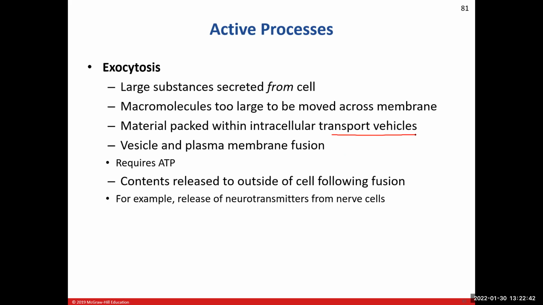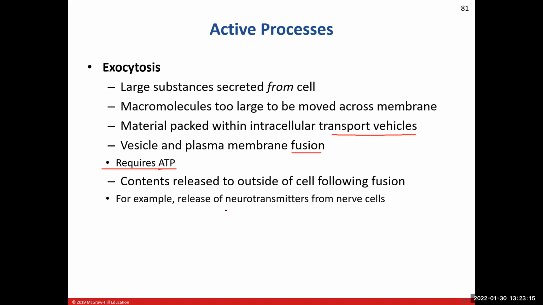And what will happen is those vesicles will make their way to the plasma membrane and eventually fuse with the plasma membrane. In doing so, that is the energy required step. That fusion of that vesicle to the plasma membrane requires ATP. And once it fuses, then that vesicle starts to open up, and the contents that were inside will then be released to the exterior of the cell.